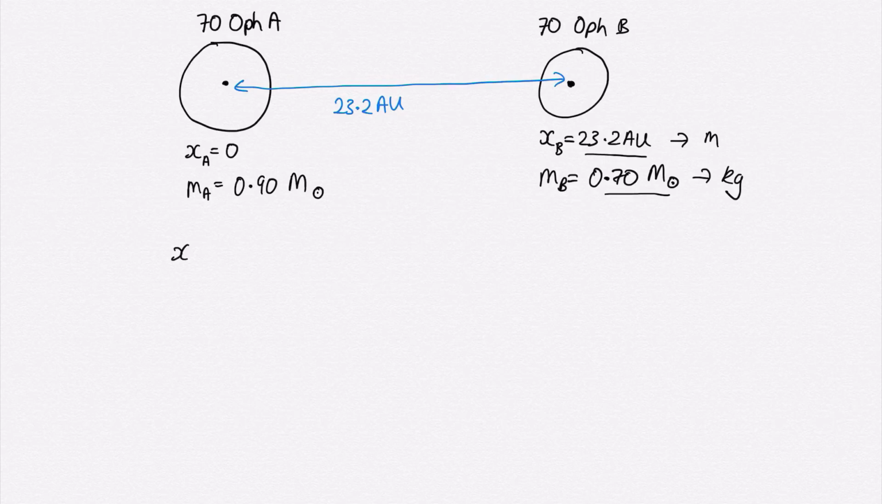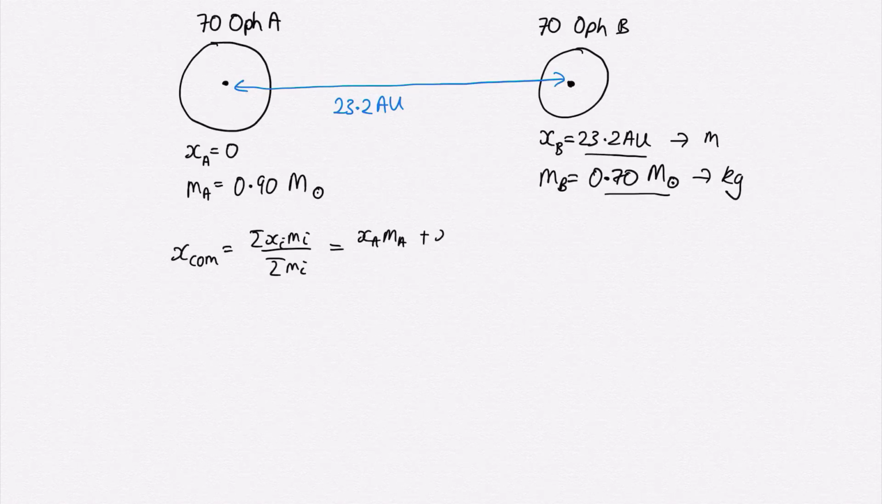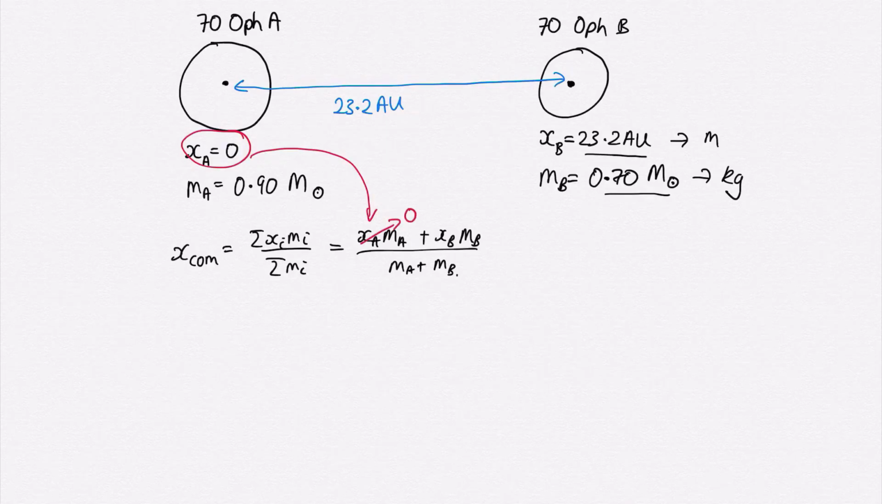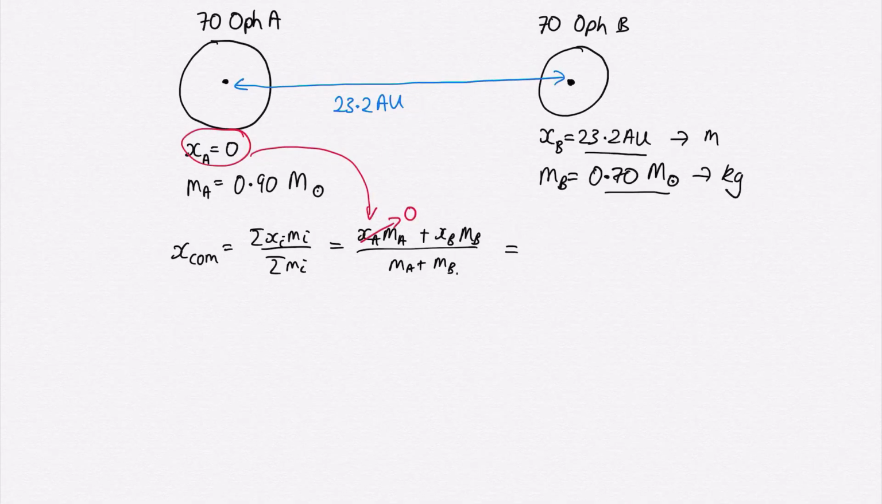So our equation for the center of mass is equal to the sum of xi mi over the sum of mi, and we've just got two masses, 2 points in this case. So we've got XA MA plus XB MB over MA plus MB. But we said here that XA is equal to 0. So this term here, this whole thing is equal to 0. So we can write that as XB MB over MA plus MB.